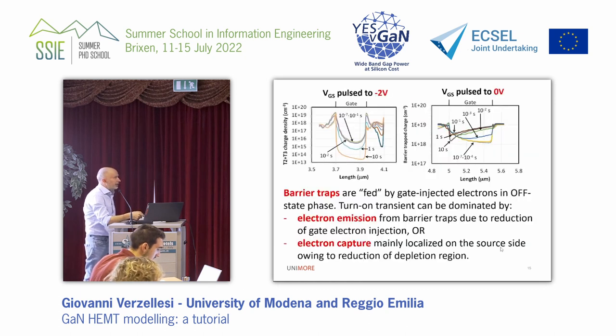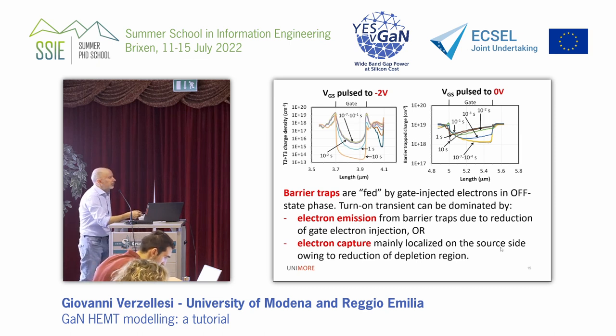Barrier traps, instead, are fed by gate-injected electrons. So the charging mechanism is the gate electron leakage current, and this happens in the off state. During turn-on, we have two possible competing mechanisms. We can have electron emission simply because the gate electron injection is now suppressed, so traps tend to emit electrons.